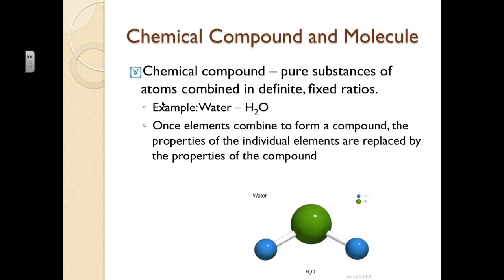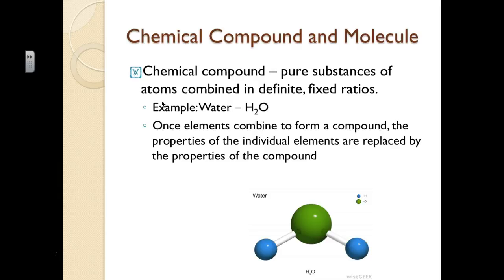So for example, we have water. Water is always going to be 2 parts hydrogen, 1 part oxygen. That's what makes water water. Okay. Once elements combine to form a compound, though, the properties of the individual elements are replaced by the properties of the compound. And you're going, what does that mean?